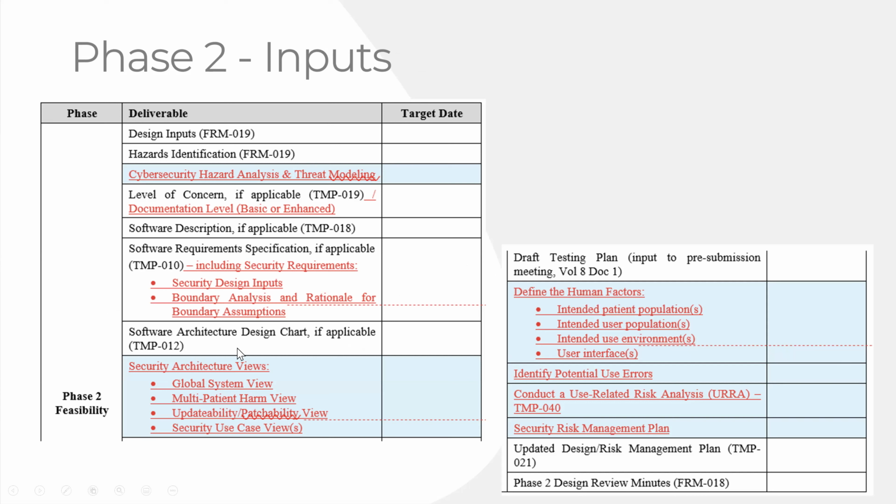But these are all the things we put in here. And you notice a whole bunch of stuff is redlined. That's because the FDA came out with this new guidance document that was specific to cybersecurity, and we now have all kinds of new cybersecurity documents. And you could say, well, I'm going to do them in the next phase, or I'm going to do them in an earlier phase, but you have to identify what your security design inputs are.